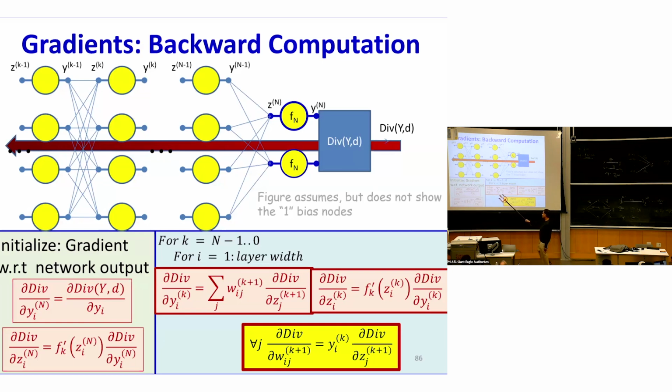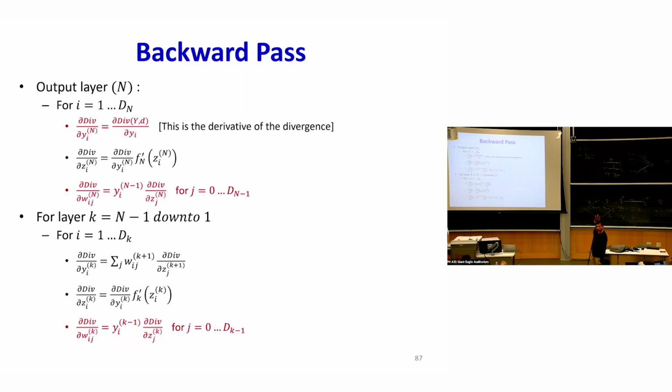The derivatives of the divergence with respect to the y's is simply a weighted sum of the derivatives of the divergence with respect to the subsequent z's. So when I'm taking a step back, computing a derivative with respect to the y's is simply a weighted sum of the derivatives of the next layer. Computing a derivative with respect to the z's simply multiplies by the derivative of the activation function. The one-off is the derivative with respect to the weights, which is going to be the derivative for z times y, right? So if I write the pseudocode, this is what it looks like.